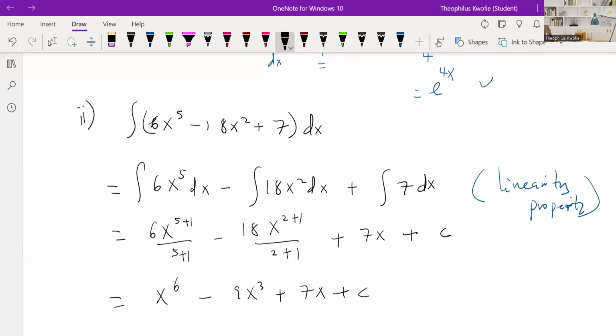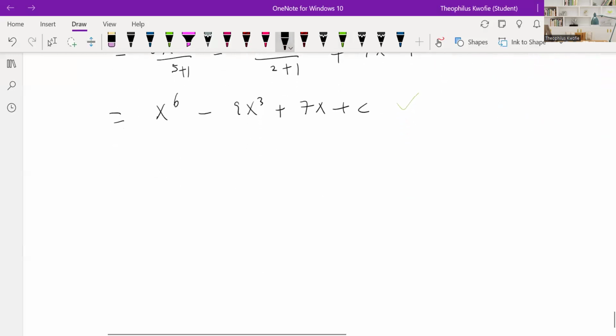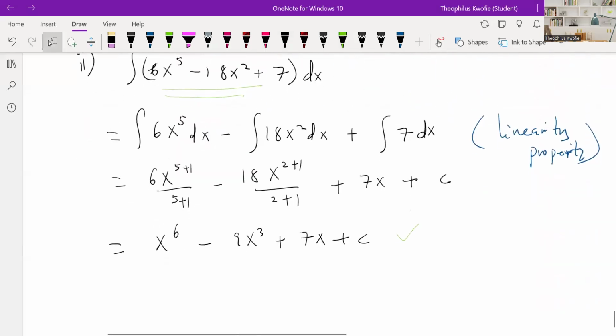The easiest way to check is to differentiate this. If you're able to get the original function back, which is the integrand, then it means that you are right. Because of time, I may not have the time to differentiate it back. You may want to do it on your own, then compare the result, and you should be fine.